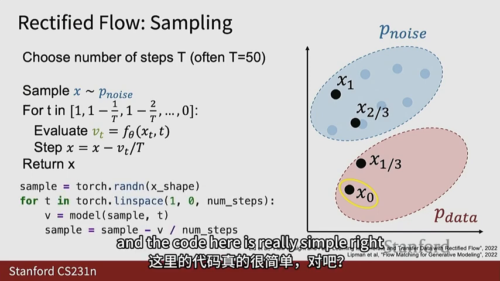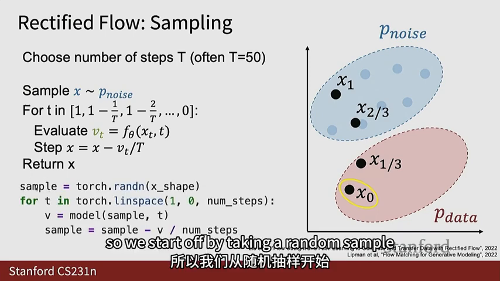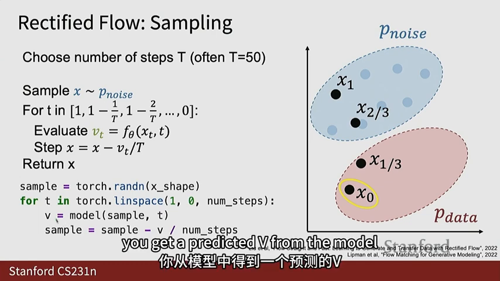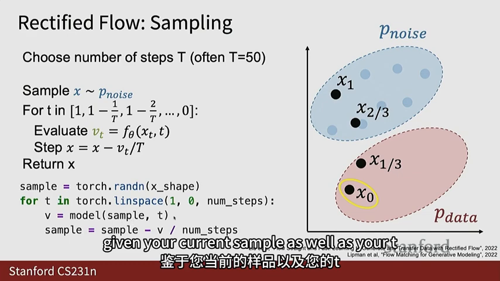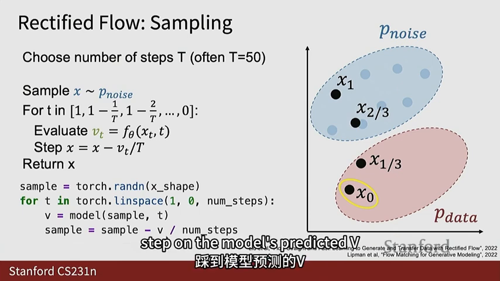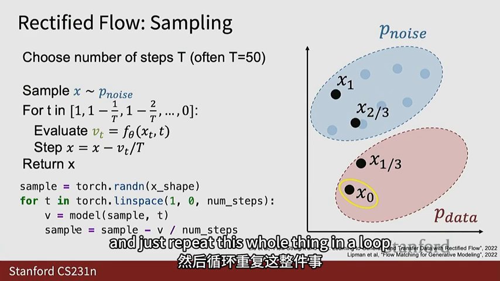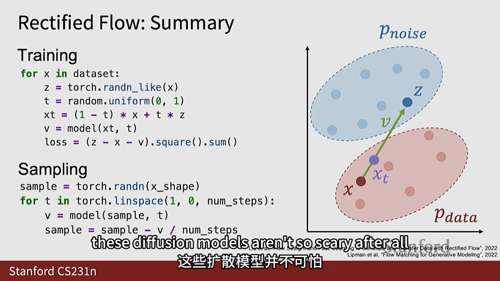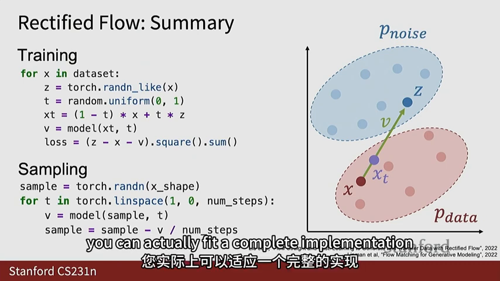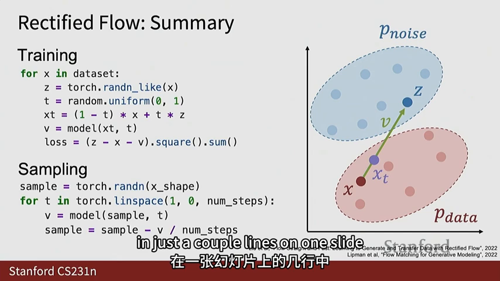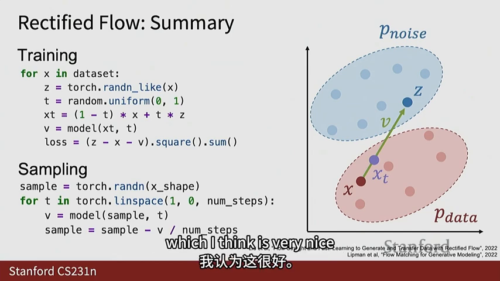And the code here is really simple, right? We start off by taking a random sample, make it perfectly random, then march backwards for t from 1 back to 0. At every noise level, you get a predicted V from the model, given your current sample as well as your t. Then you take what looks kind of like a gradient descent step on the model's predicted V and update the sample, and just repeat this whole thing in a loop. So you can see these diffusion models aren't so scary after all. You can actually fit a complete implementation of training and sampling from a rectified flow model in just a couple lines on one slide, which I think is very nice.